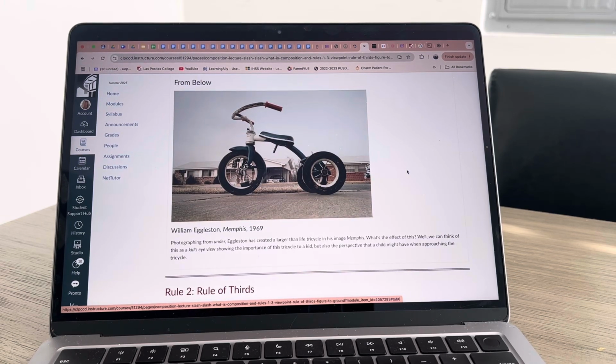William Eggleston, Memphis, 1969. That is a good year. Photographing from under, Eggleston has created a larger than life tricycle in his image, Memphis. What's the effect of this? Well, we can think of this as a kid's eye view, showing the importance of a tricycle to a kid, but also the perspective that a child might have when approaching the tricycle.